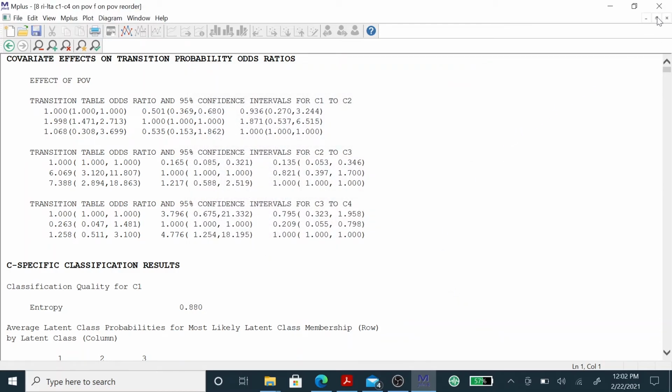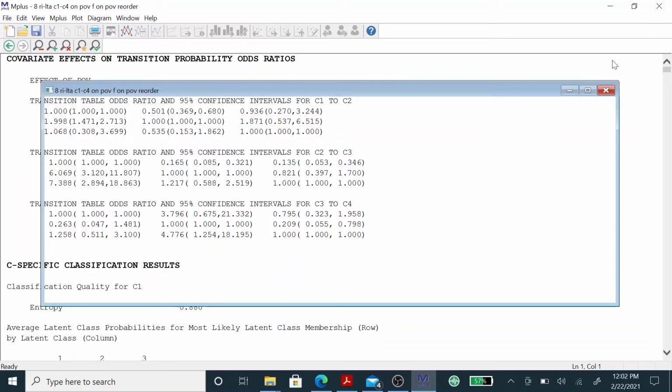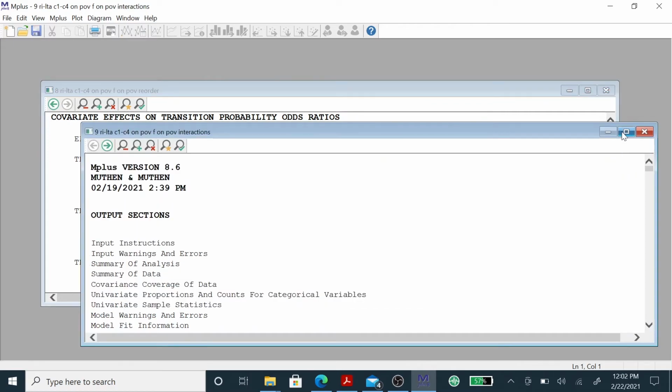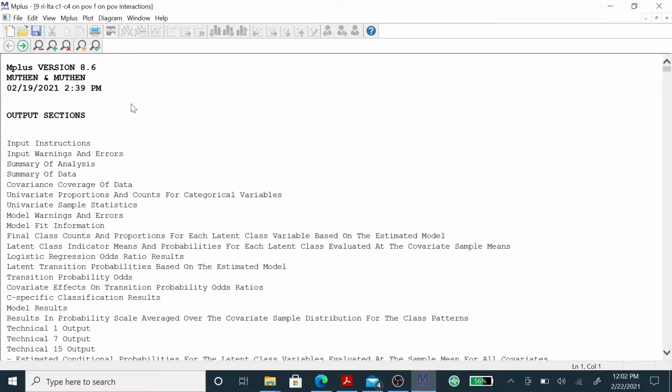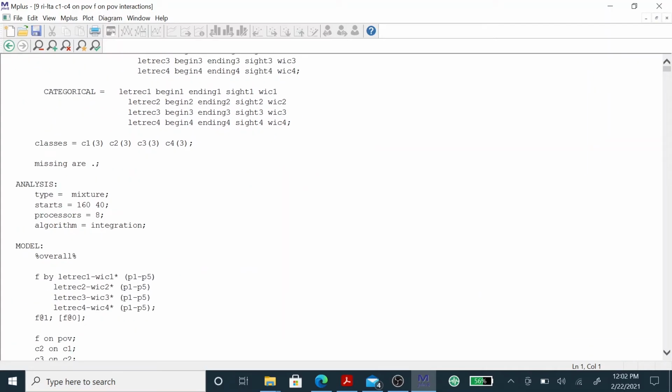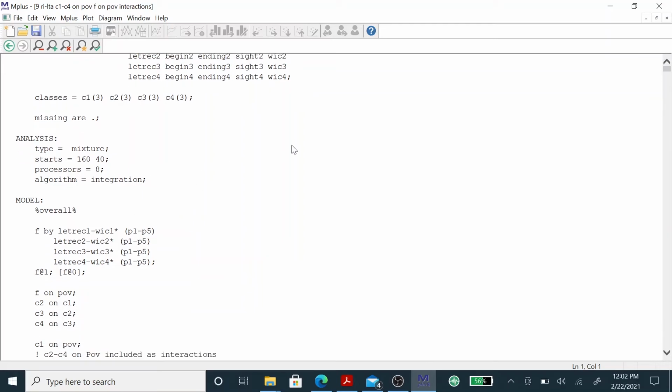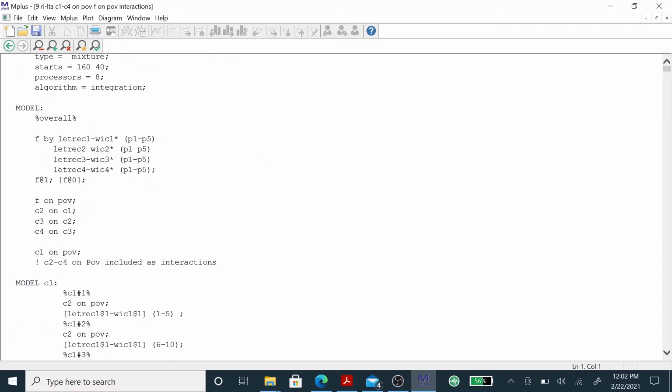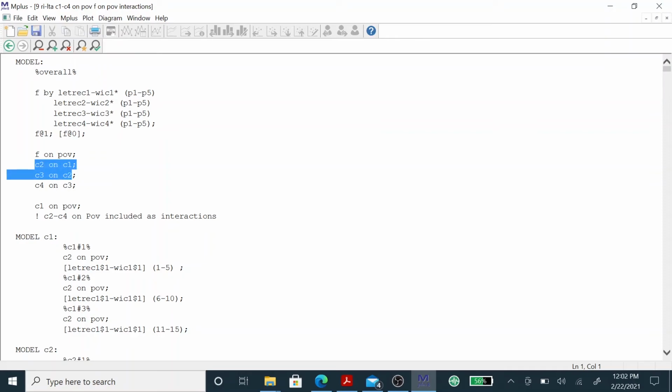So that's one model. And then we can take a look at model output 9, which I have here behind. And the input instructions for that differ. Here we actually have a run without the reordering, but it doesn't matter. We're only interested in the log likelihood here. So 160/40, a moderate number of random starts. F by, in the same fashion as before, and F on poverty. And we have the transitions here between the latent classes, the lag1 specified model.